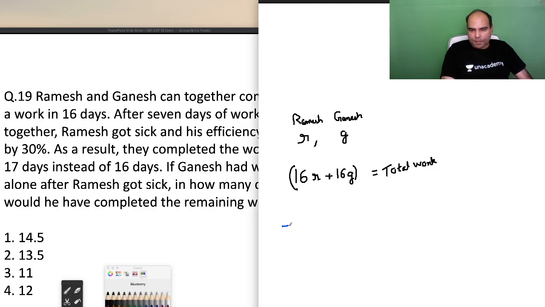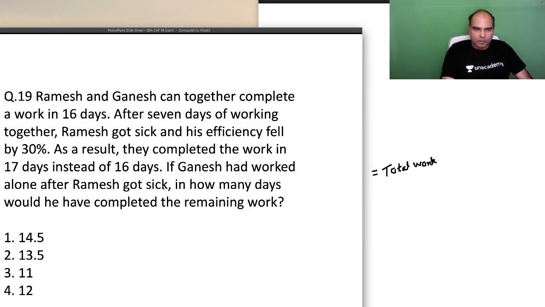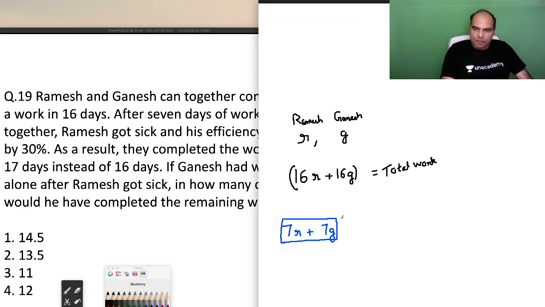So what has happened is Ramesh and Ganesh have worked for 7 days. After that Ramesh gets sick and his efficiency falls by 30%. So after this, Ramesh's efficiency will become 0.7R, and Ganesh's efficiency will remain G.